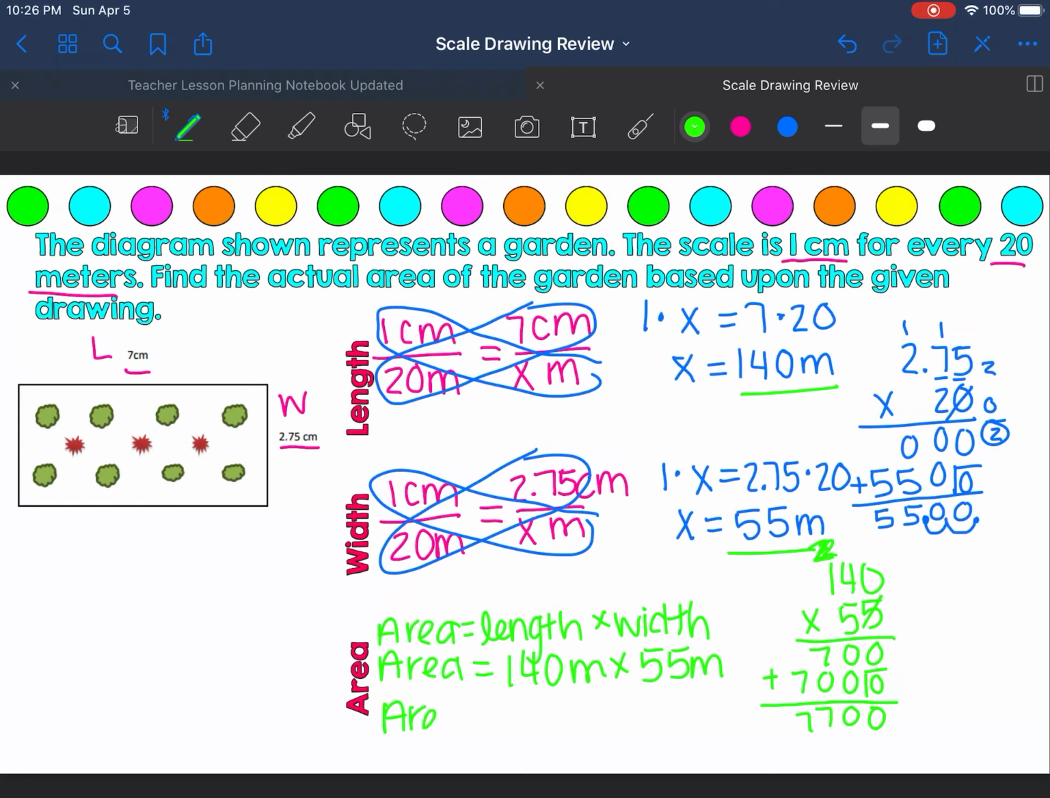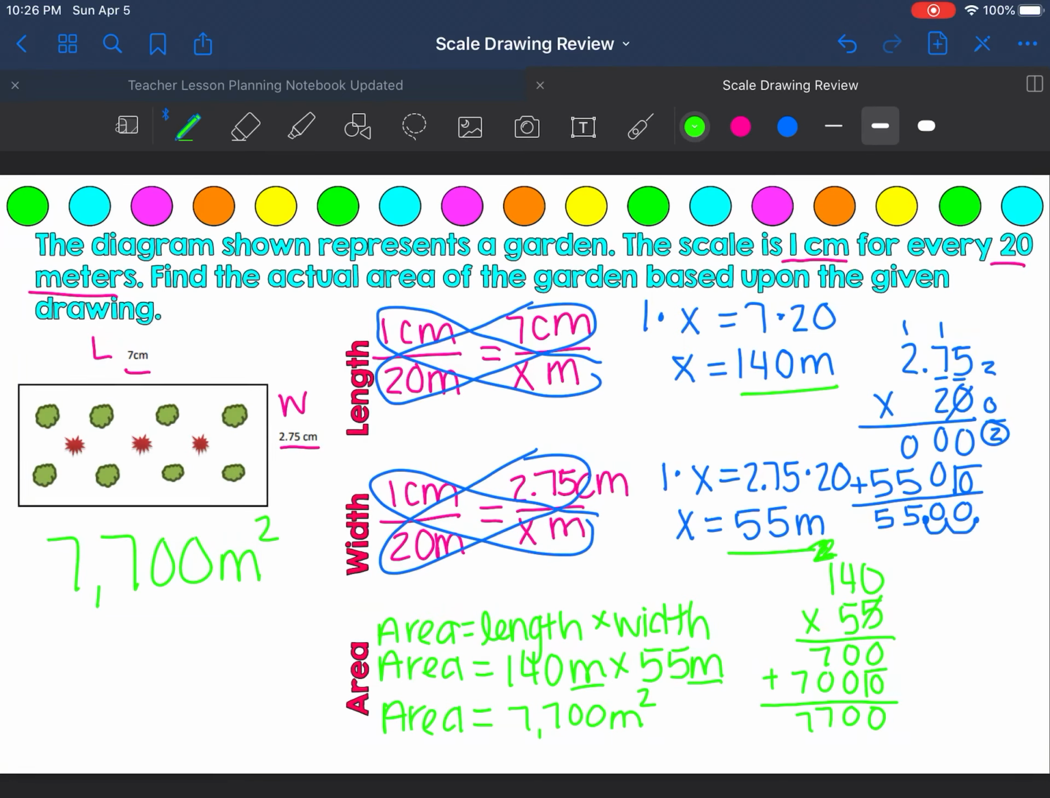There's no decimals. So that means that my area equals 7,700. Now remember, you have meter times meter. You have 2 meters, so that's going to be meters squared. And that's my final answer. So my final answer is 7,700 meters squared.